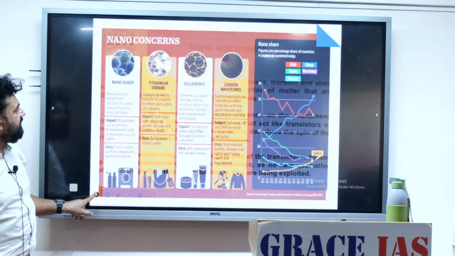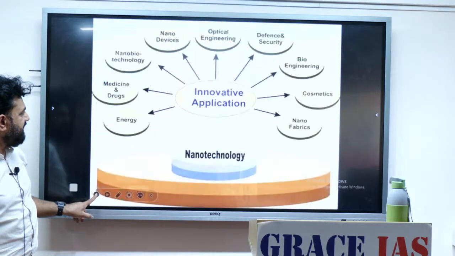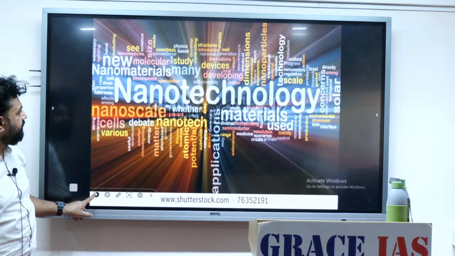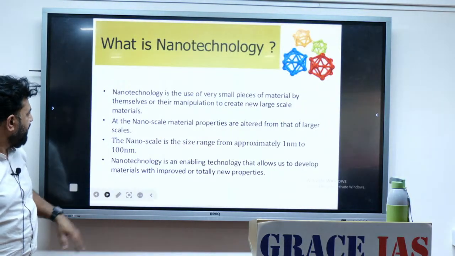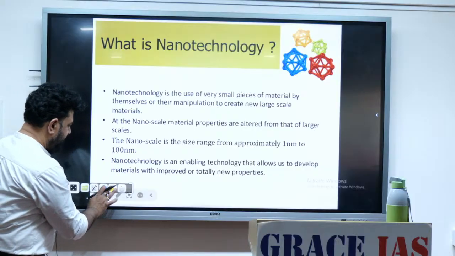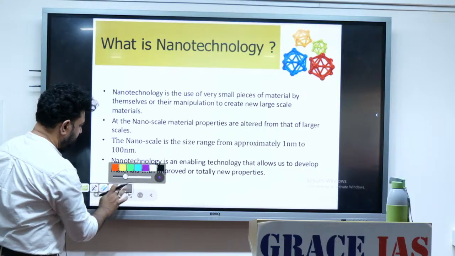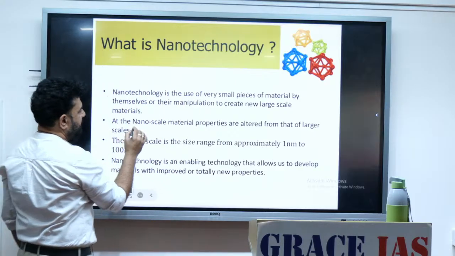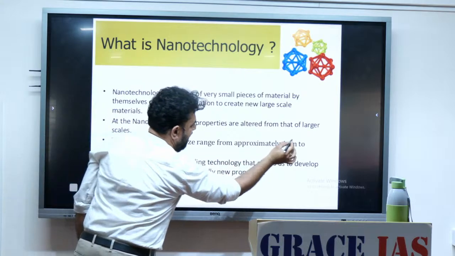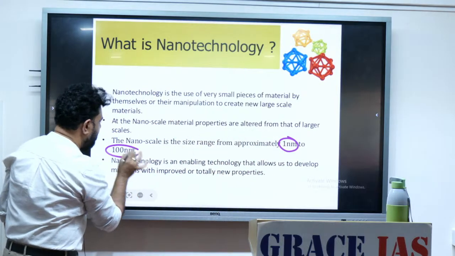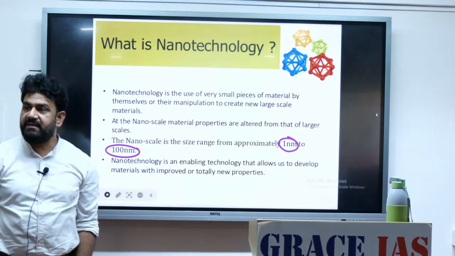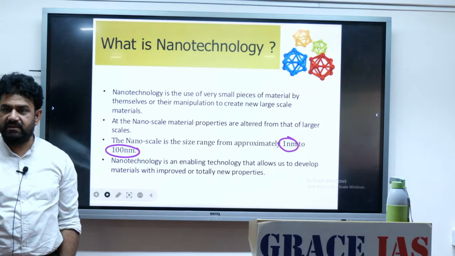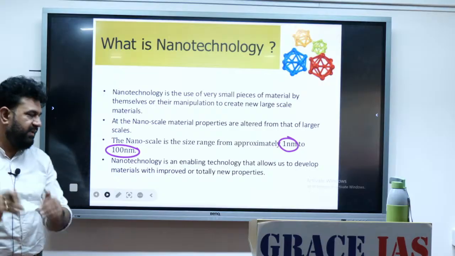So nanotechnology. What do you mean by nano? 10 to the power of -9 size. Let's have a look at them, some information for you so that you can answer some questions. What is the concept here? Nanoscale materials, ranging from 1 nanometer to 100 nanometers. That is, dealing with materials and their properties at the size of 1 nanometer to 100 nanometers. That is nanotechnology, using them for various applications.